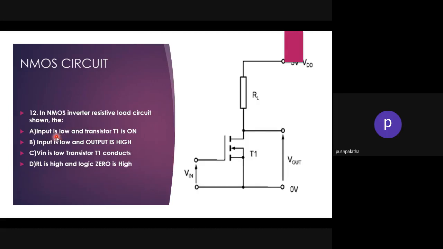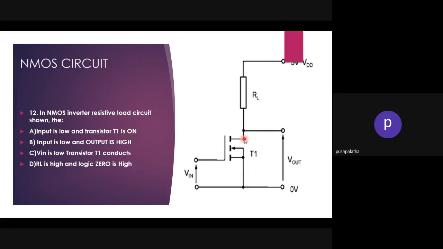First, we will go for the options. Input is low and transistor T1 is on. Whether this option is correct? No, because for an NMOS transistor to be switched on, your input should be high. The statement itself is wrong. Input is low and transistor T1 is on, so this statement is wrong. When input is low, T1 will not turn on.